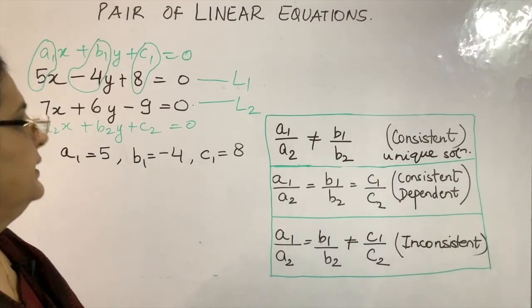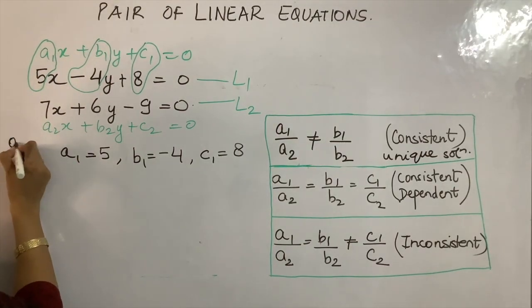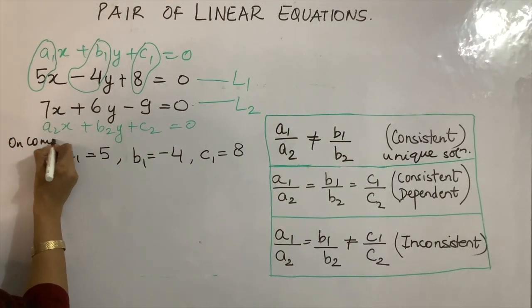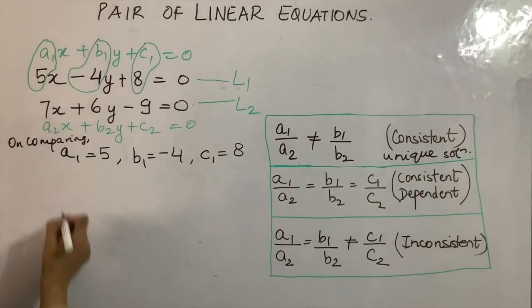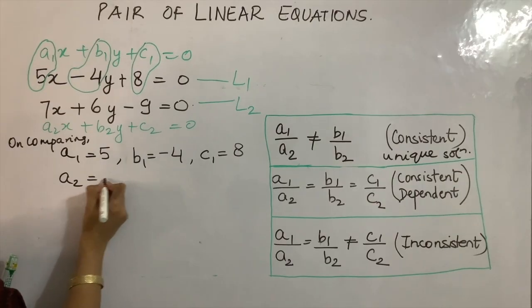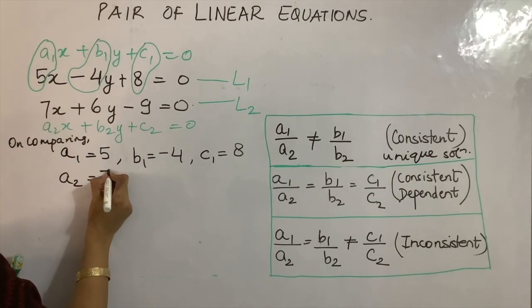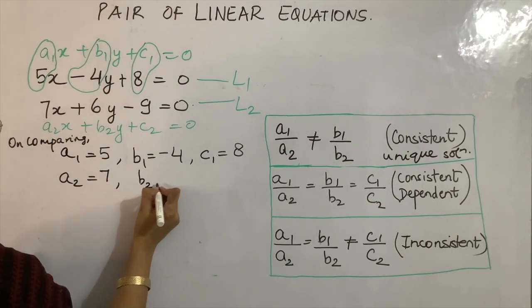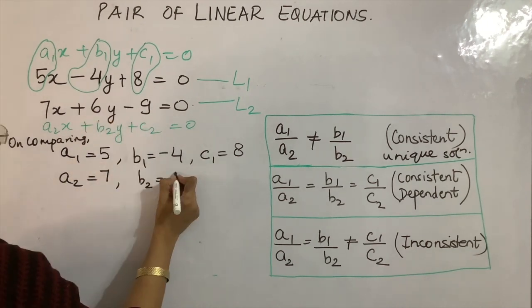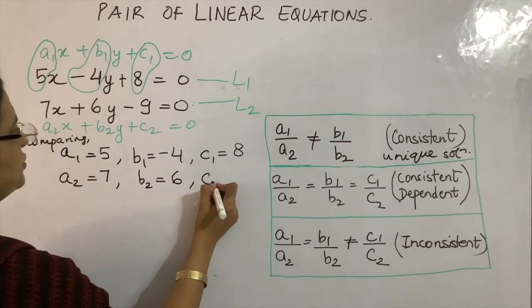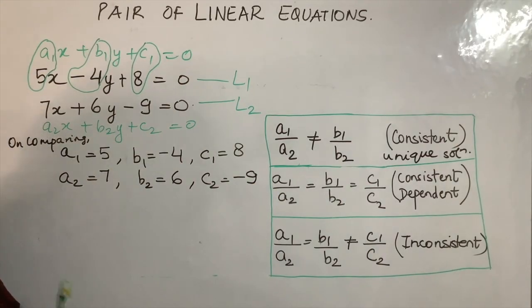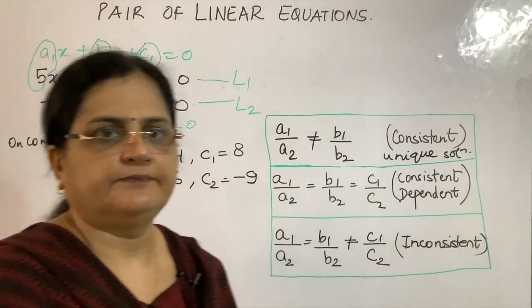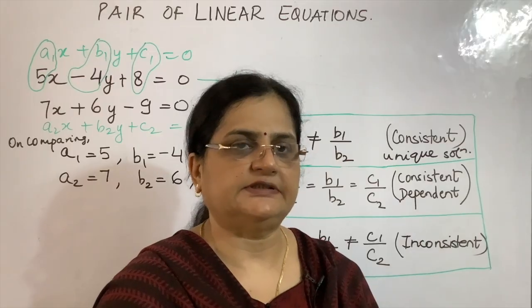Done it? Now you can write on comparing. Now what about the value of a2? a2 is the coefficient of x. b2 is the coefficient of y. And c2 is minus 9. Be very careful about the signs, because you tend to commit mistakes in the signs.